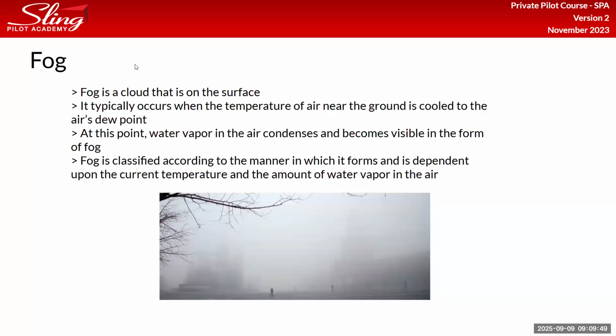So what we need to take from here is fog is a cloud on the surface. And we know that a cloud is formed when the air is cooled to its dew point. So the dew point and the temperature meet, they are the same number. They're cooled to the air's dew point. Water vapor condenses and becomes visible, in this case, in the form of fog. Okay, let's keep going.